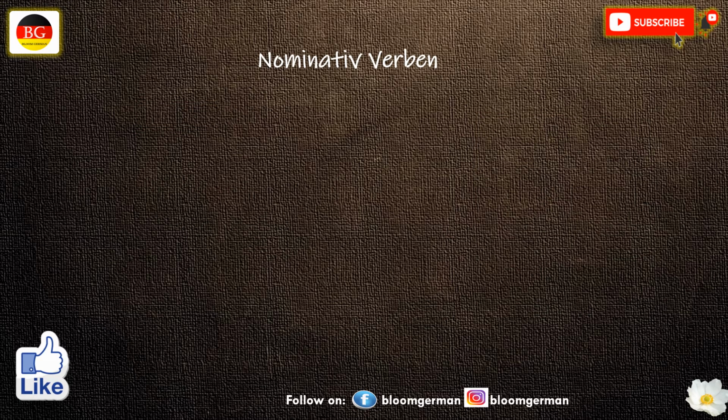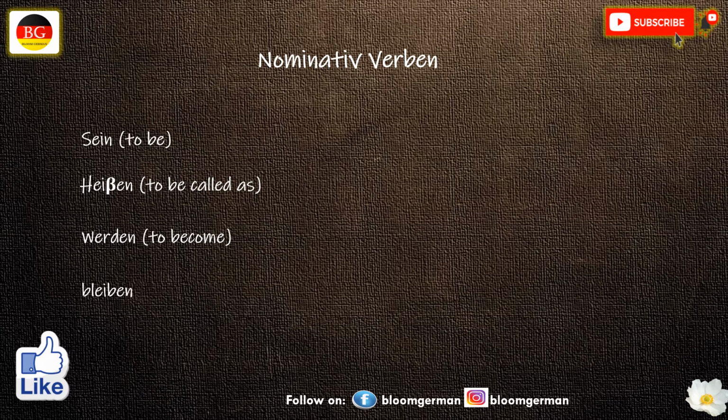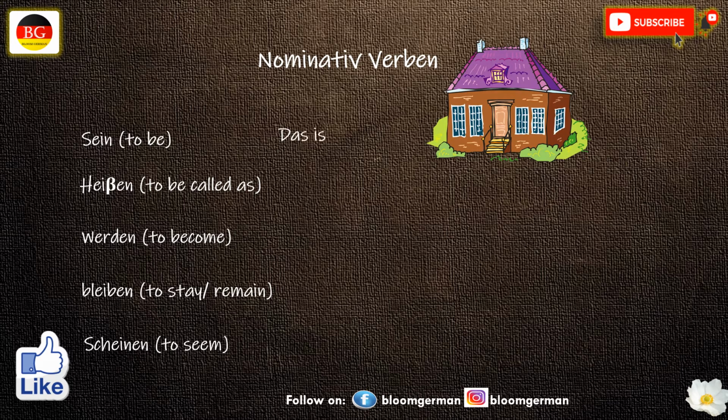Now let's see a few nominative verbs. Sein, to be. Heißen, to be called as. Werden, to become. Bleiben, to stay or to remain. Scheinen, to seem. Let's see examples one by one.